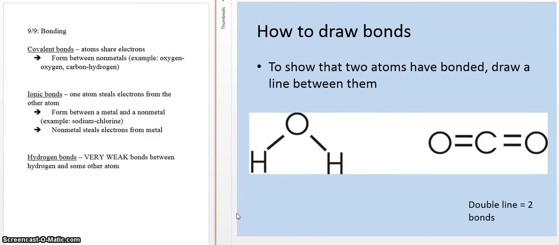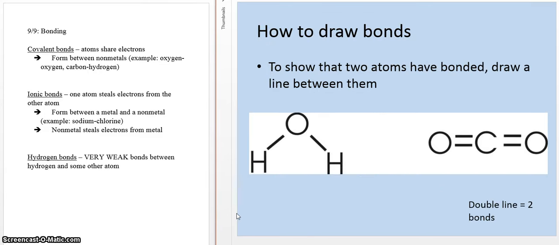When we draw a bond, we show the atoms in their symbol form. So on the periodic table, there's the symbols. You use the symbol, just this letter or two letters, and you draw a line between them to show where the bond is happening. On the left there we have water, H2O.